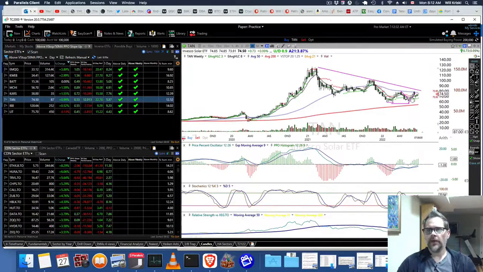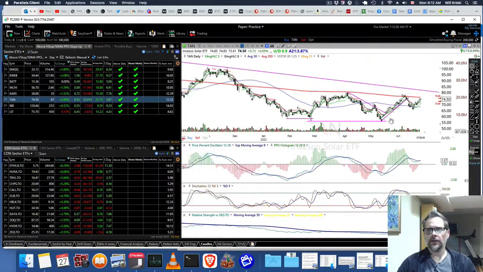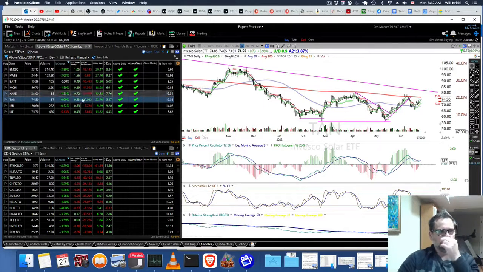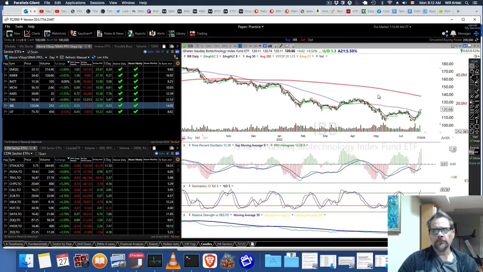Similarly, TAN, it's just stuck below its 50-day or 50-week. If I go back to the weekly, we're kind of consolidating. We hit off the 200 a couple times. So this one's a little bit stuck.